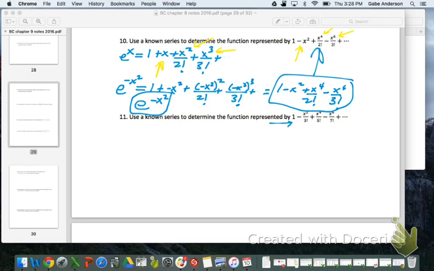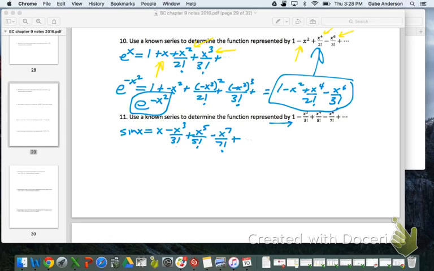Well, hopefully you notice that the factorials are all odd, right? 1 factorial, 3 factorial, 5 factorial, 7 factorial, they're all odd. So of all the known series that we are aware of, which is the one that has all odd factorials for denominators? Well, of course, that's sine. So let's remember, sine of x can be represented by x minus x cubed over 3 factorial plus x to the 5th over 5 factorial minus x to the 7th over 7 factorial plus dot, dot, dot, right?